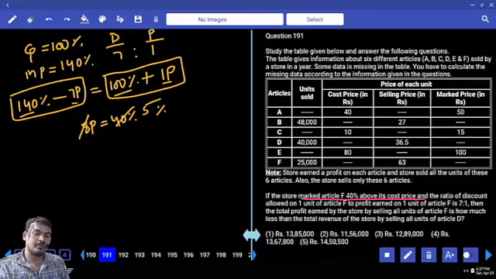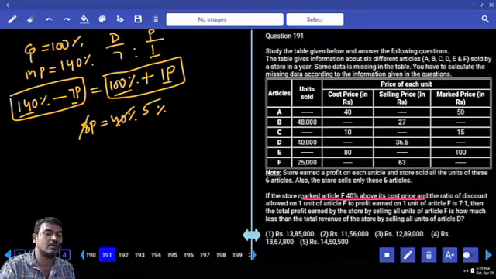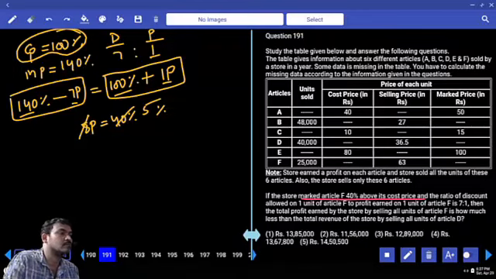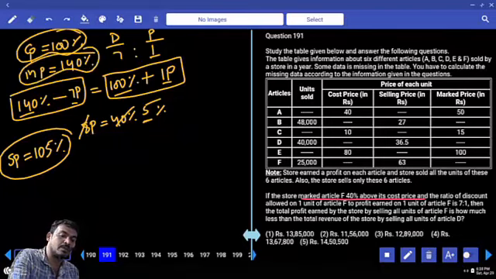Every 1 part is 5%. Means this profit is how much percent? Profit is how many parts? 1 part. Profit is how much percent? 5%. But discount is 35%. Already we know cost price is how much? 100. Profit is how much percent here? 5%. Means selling price is 105%. What is the difference between market price and selling price?